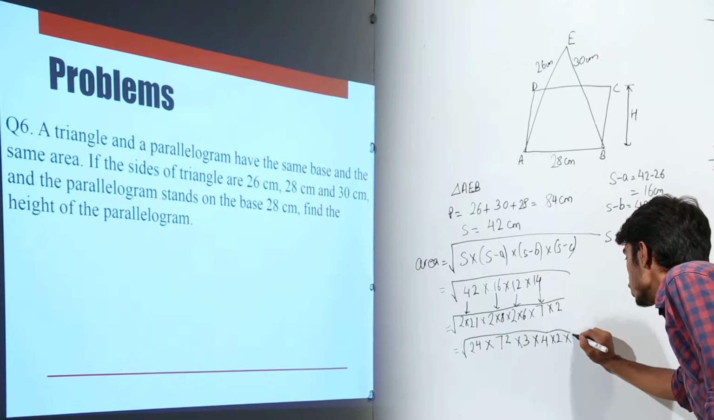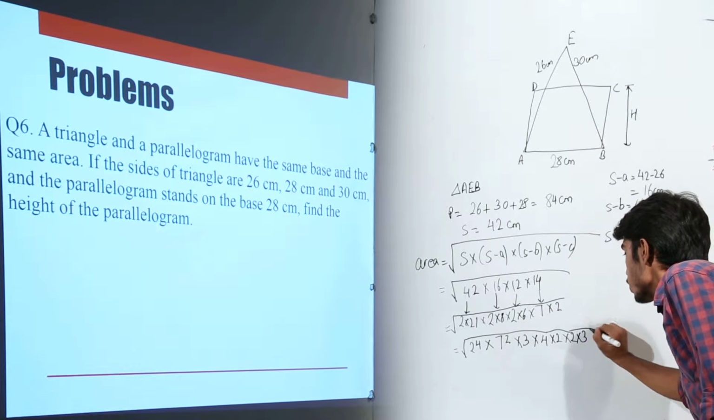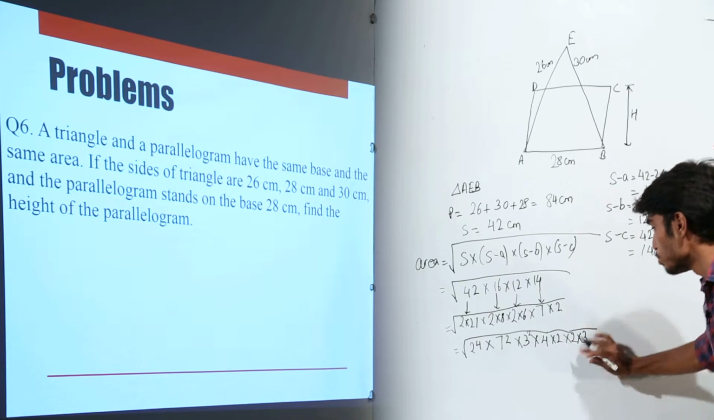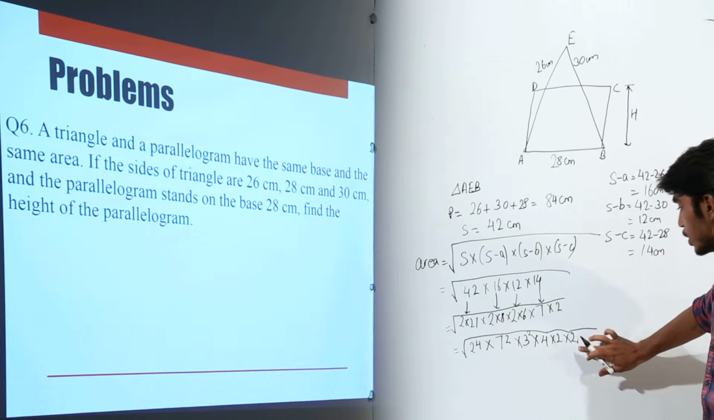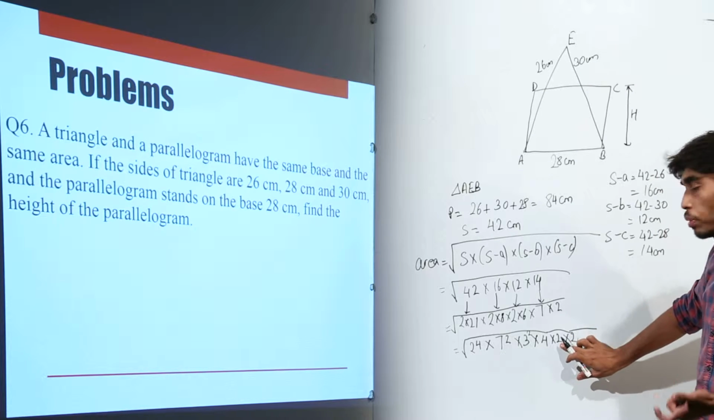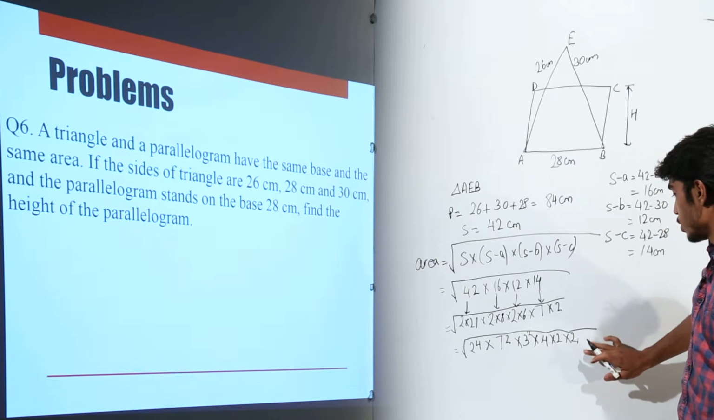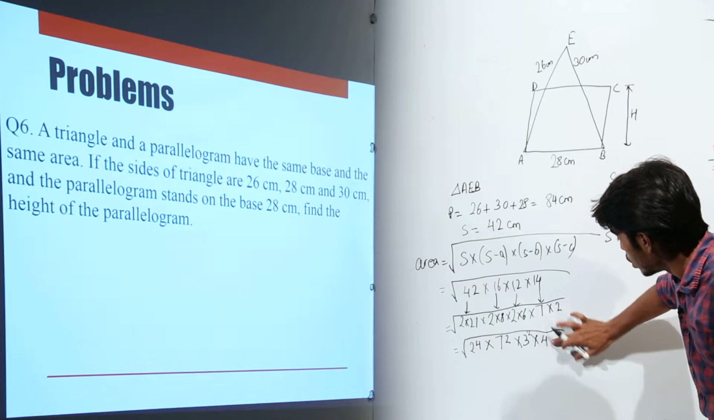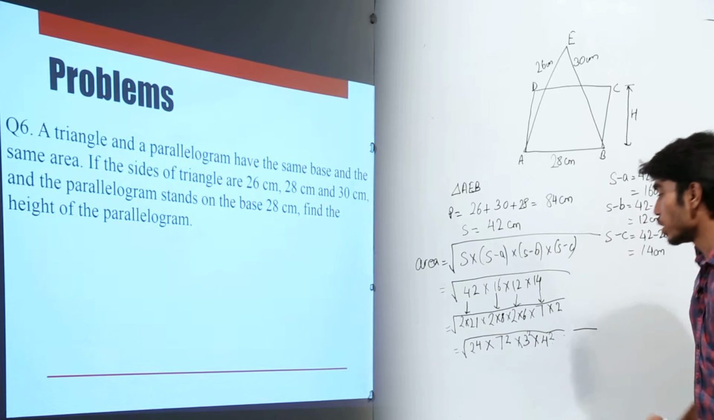So this becomes, this 3 and this 3 can be clubbed together to make 3 square. I am rubbing this 3. This 2 and this 2 can be clubbed to make 2 to the power 2. That is 4. So I am rubbing these and making it as 4 square.